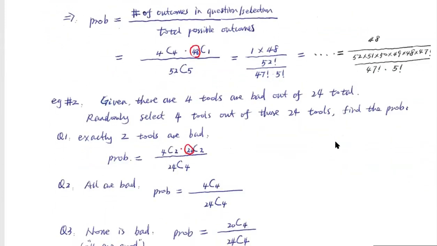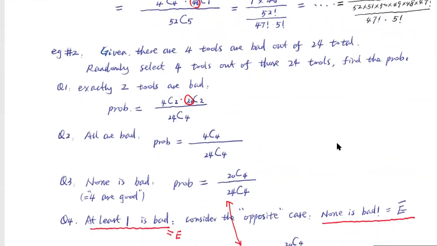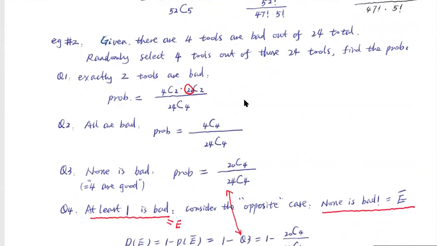Now, second example, everybody, is a little bit more complex. Follow me. We are given 4 tools out of a total of 24 tools that are dysfunctional, they are bad. Question: how many of the tools are good, functioning? So should it be 24 minus 4? You see the implied information here. Pay some attention to that.